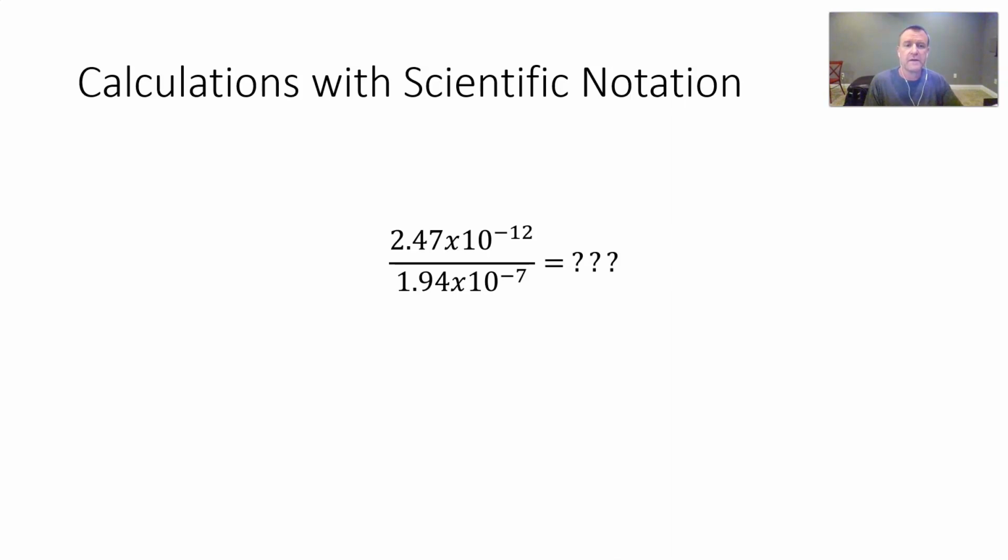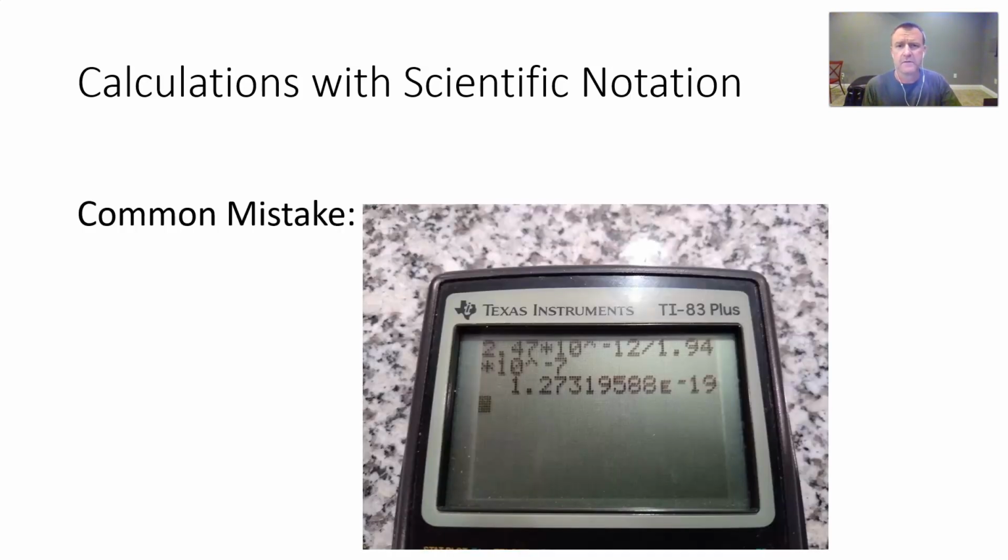Okay, let's see what you got. The correct answer is 1.273 times 10 to the negative 5. Okay, that is the correct answer. If you got that, you're probably in good shape with scientific notation and calculating. If not, let's take a look at this.